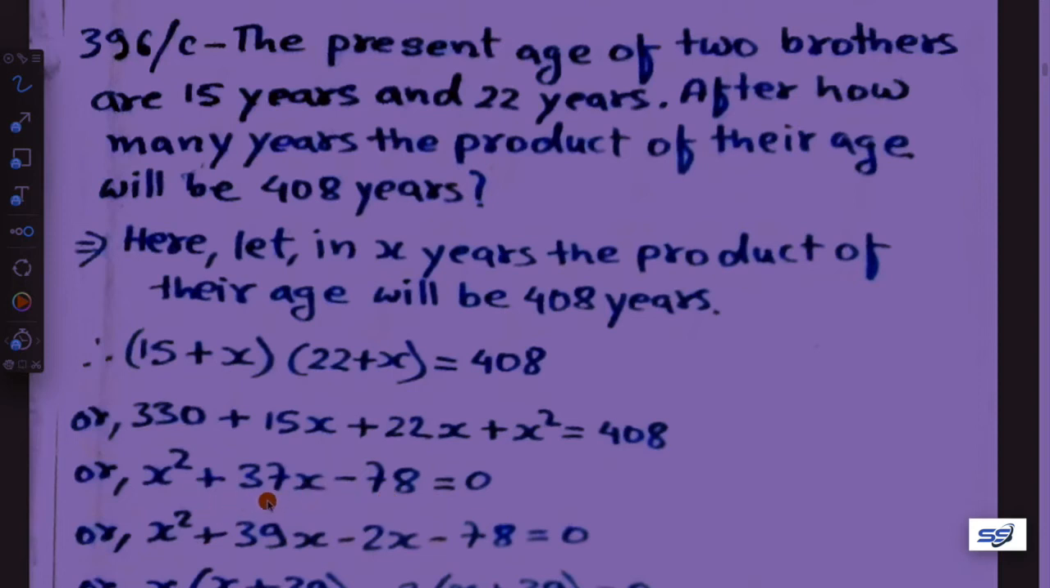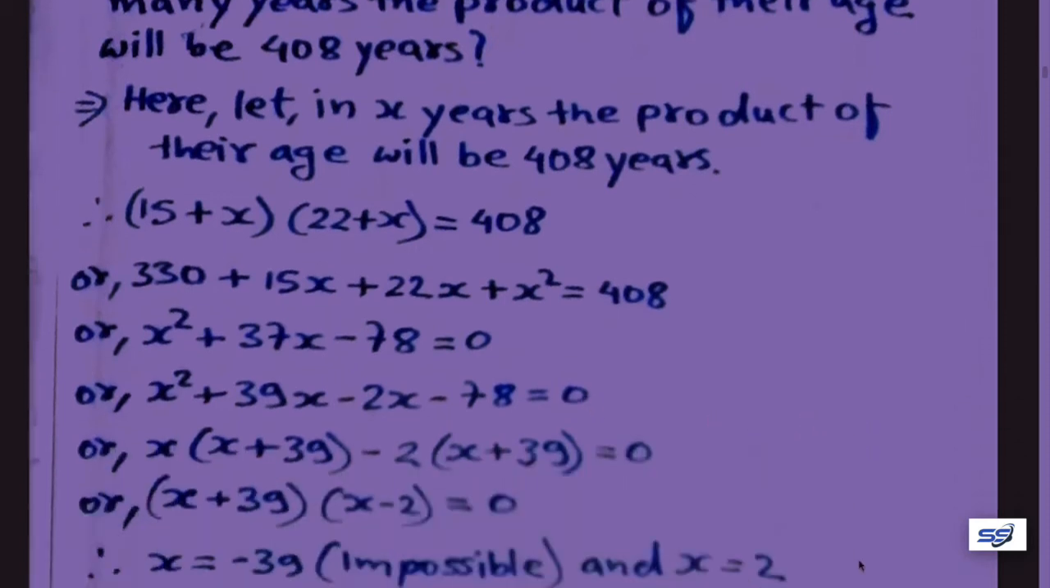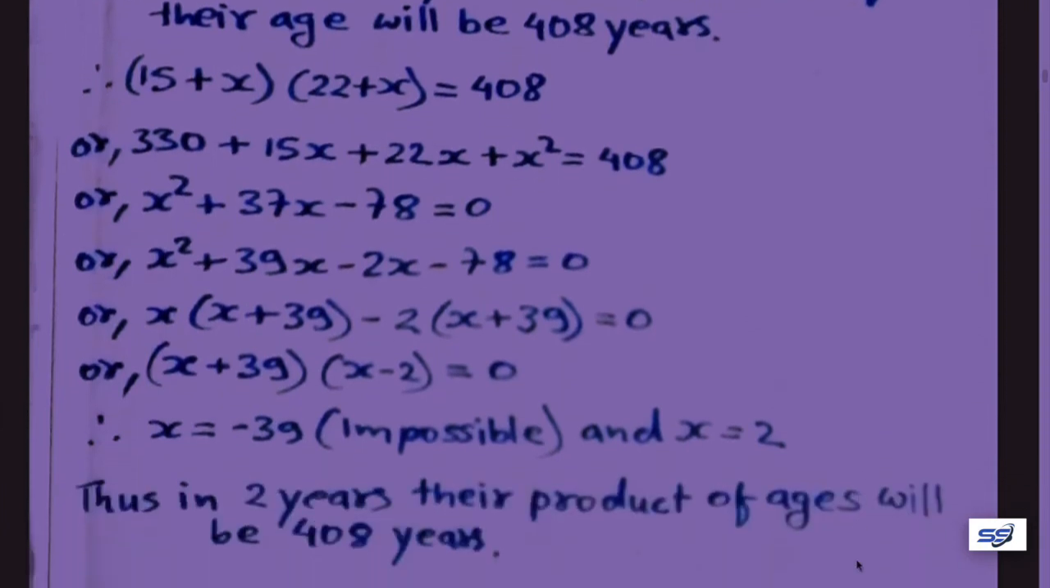To factorize this expression, this middle one, 37, shall be broken into two parts. Now see here, x squared plus 39x minus 2x minus 78 equals 0. It means 39 minus 2 is 37. In this way, we break 37 into two parts, that is 39x minus 2x minus 78 equals 0. In this way, we can make our problem easy and solve it simply.